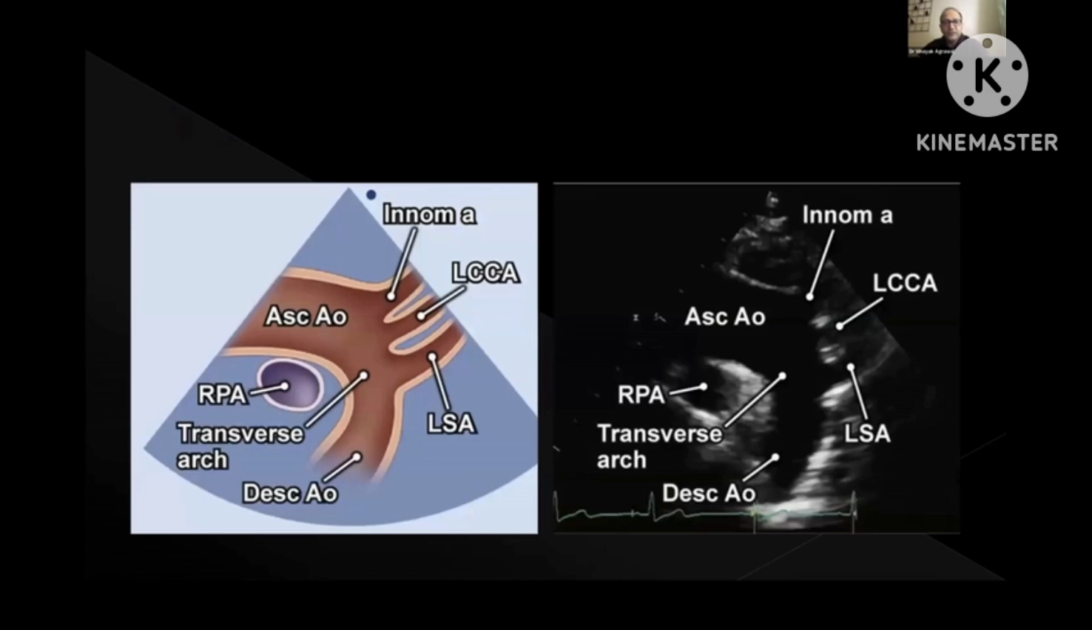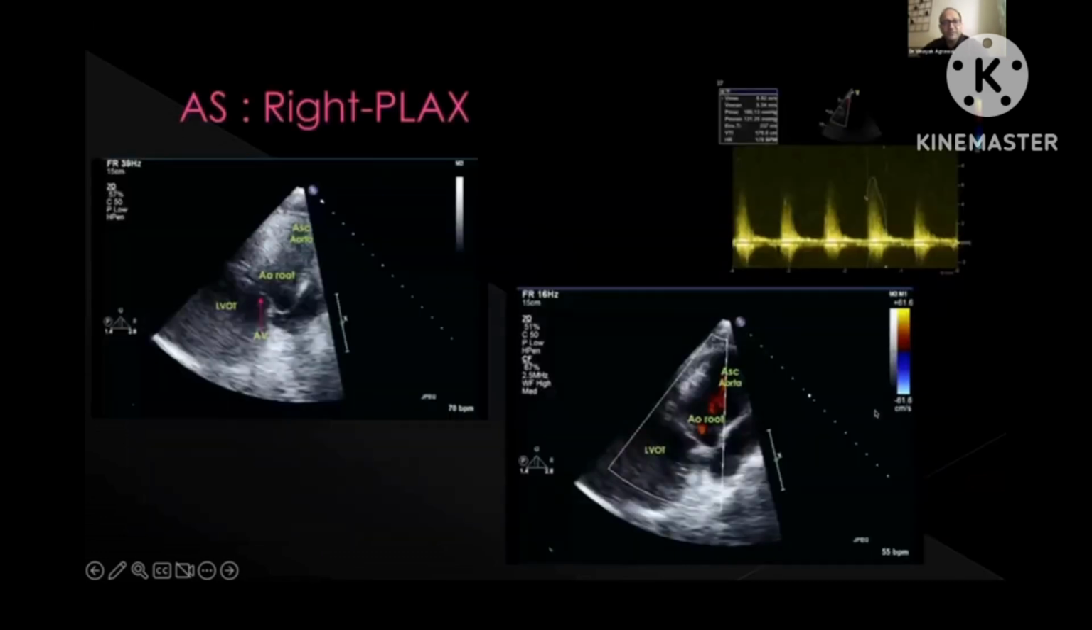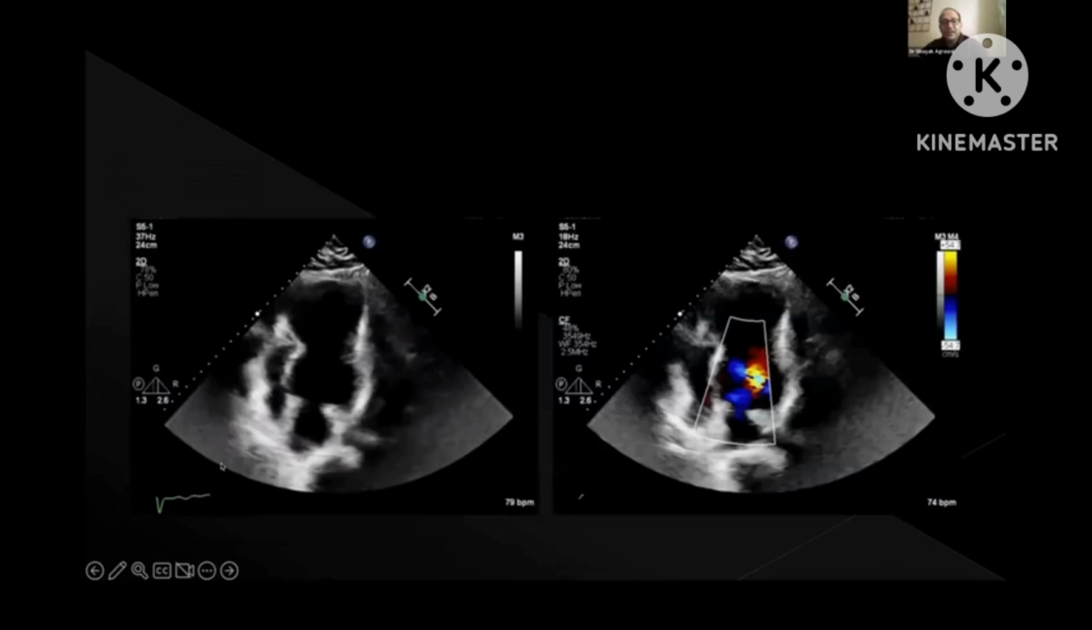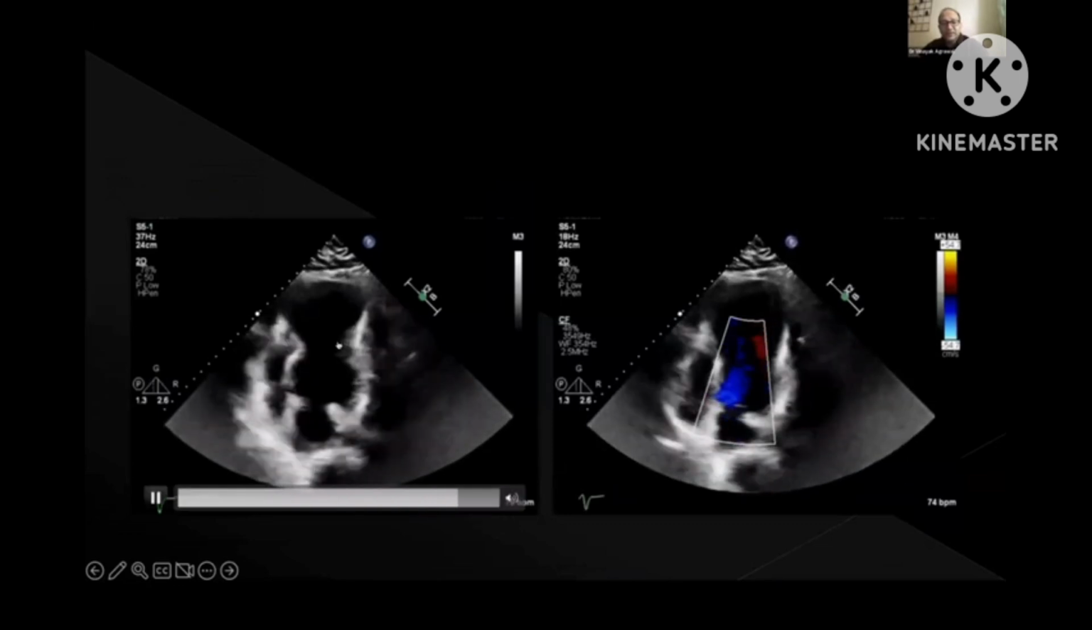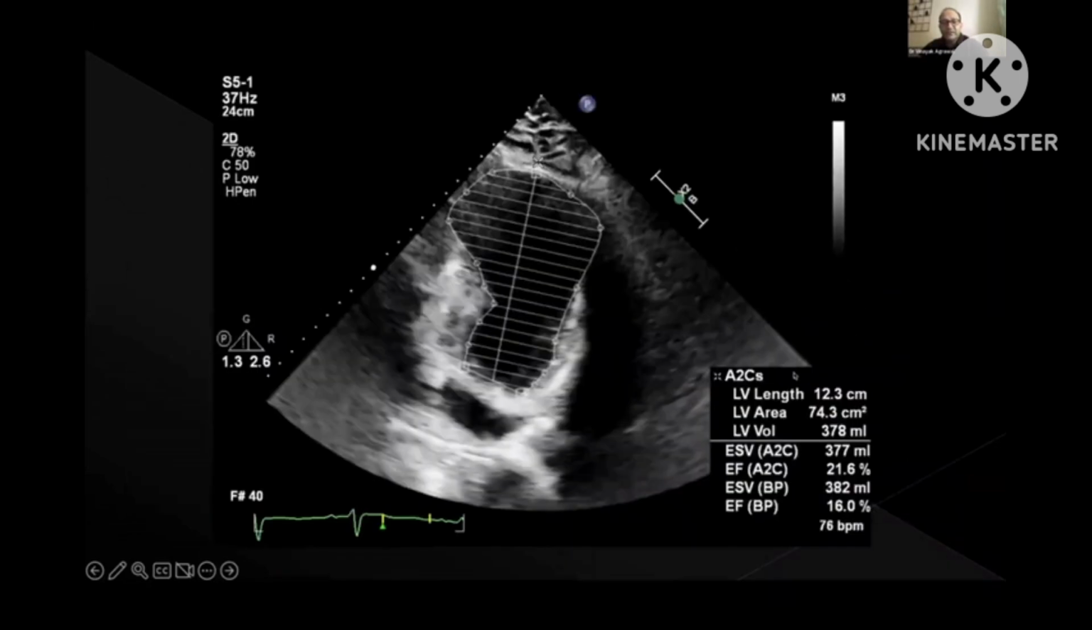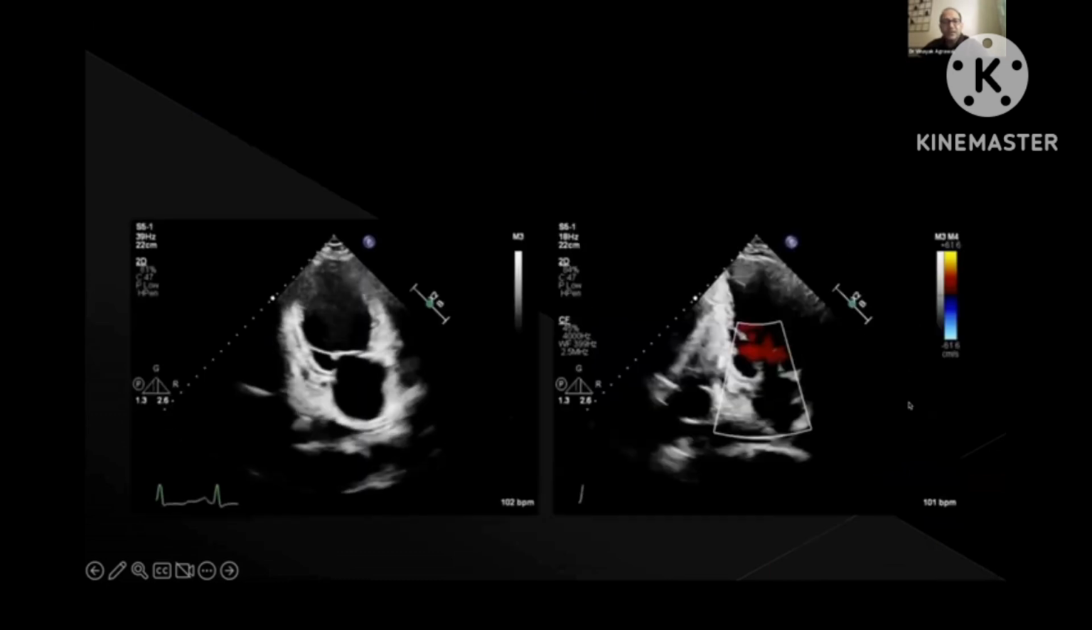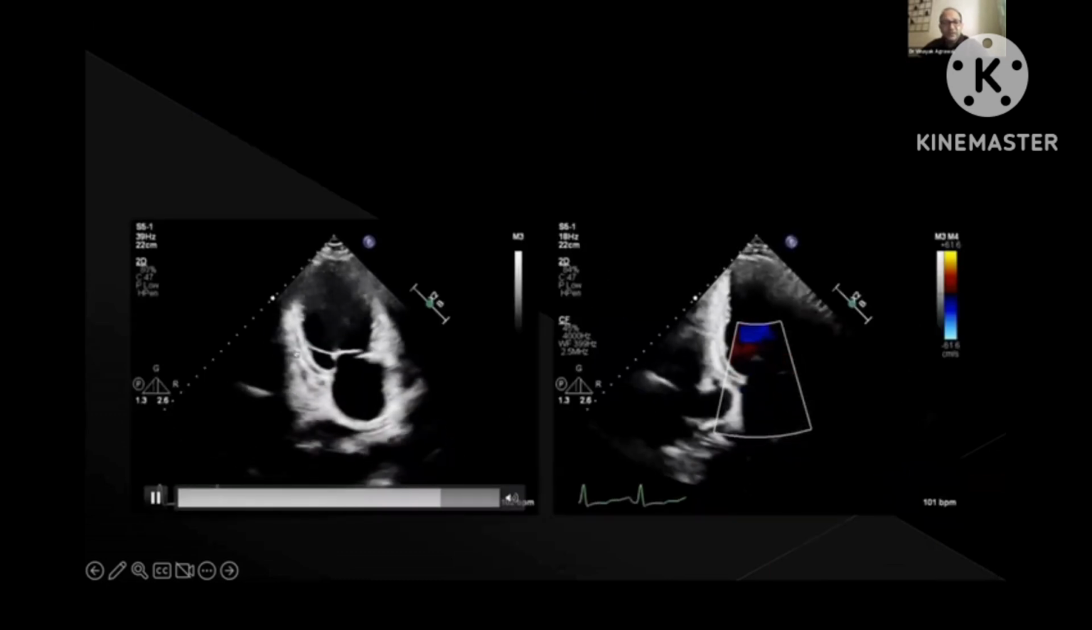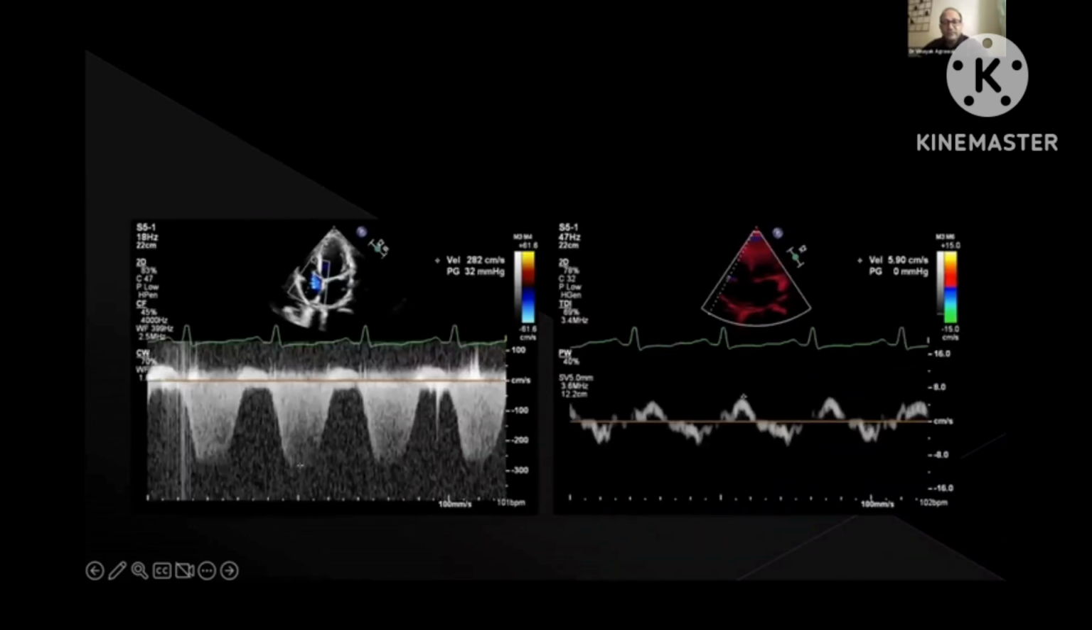This is a suprasternal view where you can look at the origins of various great arteries, the arch and the carotids, as well as the subclavian arteries. This is the right parasternal view, which is very commonly done for looking at aortic stenosis. This is a large aneurysm of the left ventricle with significantly decreased LV function. But then how do you use the modified Simpson's method to get the exact ejection fraction of about 16% in this? This is another view where you can see the inferior wall is completely scarred. The EF is extremely reduced, severe LV dysfunction.